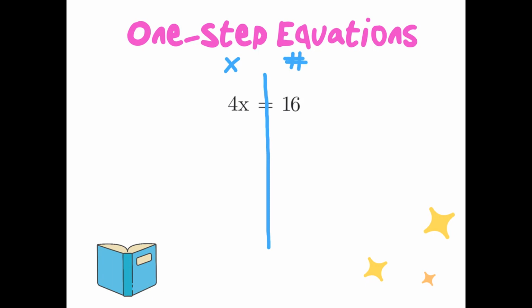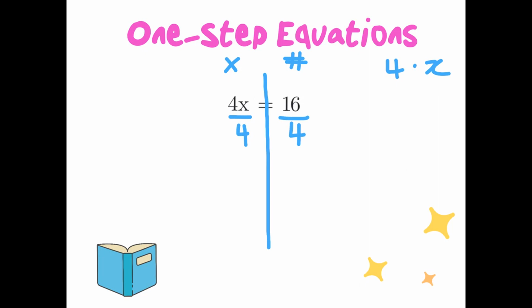But in this example, we have 4x. 4x is actually the same as 4 times x. So we don't often write the multiplication sign, but that's what you're thinking of it as. 4 times x is equal to 16. So we want to think of the opposite operation to multiplication, and that is division. So in order for us to get the x all by itself, we need to divide both sides by the number 4.